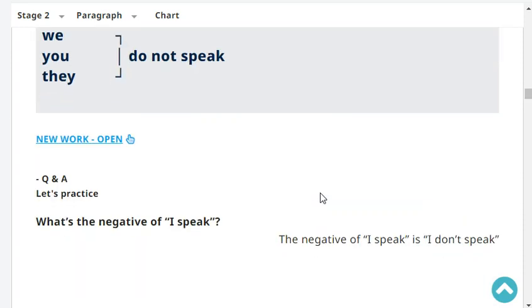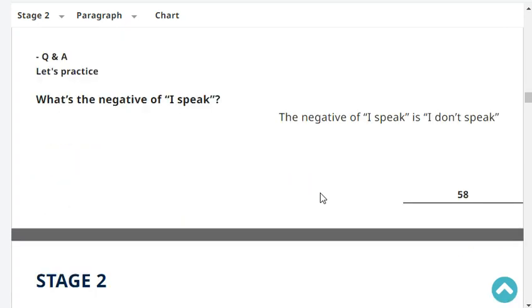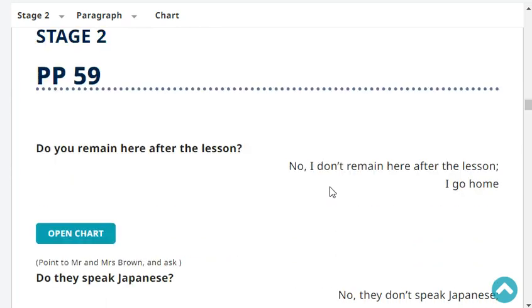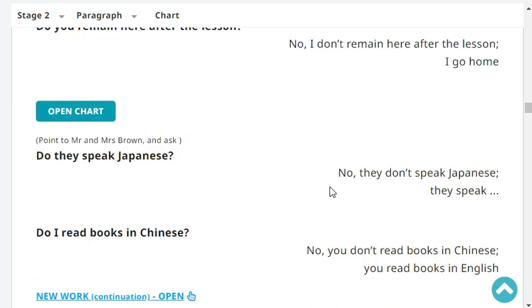Okay, next. What's the negative of I speak? The negative of I speak is I don't speak. Very good. Do you remain here after the lesson? No, I don't remain here after the lesson. I go home. Do they speak Japanese? No, they don't speak Japanese. They speak English.